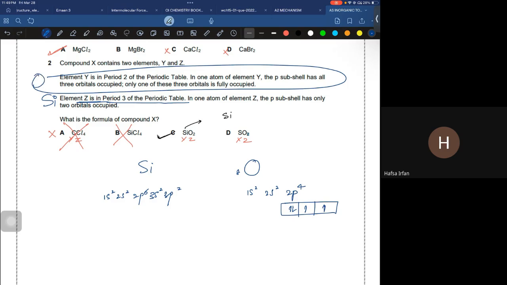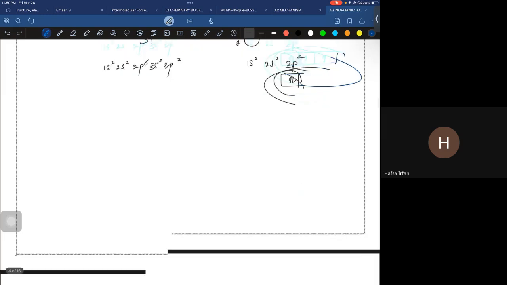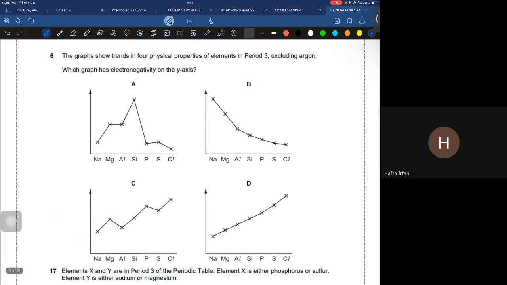For oxygen, they are saying element Y is in period 2 of the periodic table. In one atom of element Y, the p subshell has all three orbitals occupied. As you can see, only one of these three orbitals is fully occupied. That is this. So yes, this is oxygen. So of course, option C is correct. Check this option. If you know the shape of the graph, you will be able to do this question. Otherwise, you have to check all the options.